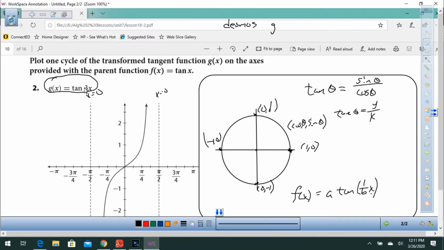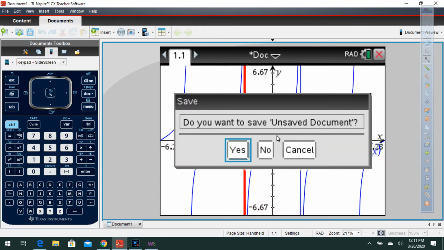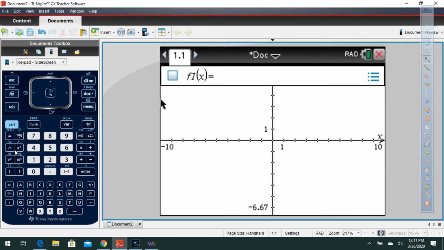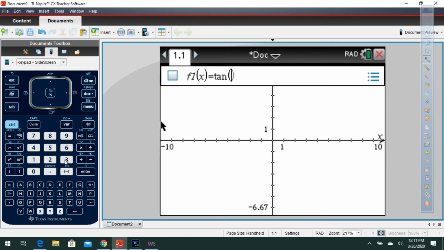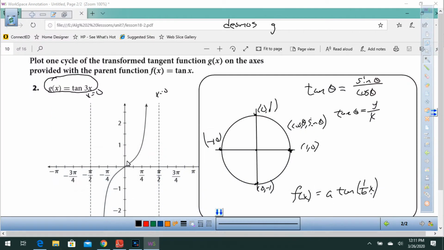Now, let's graph this tangent 3x, and we'll show you how to do that. On new document, graphs. So we have tangent 3x. And it looks something like that. Well, how are you going to put that on this right here? Okay, well, notice, look at this. It goes from negative pi to positive pi.